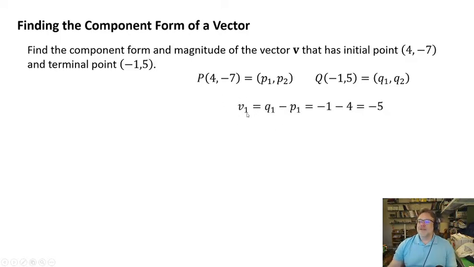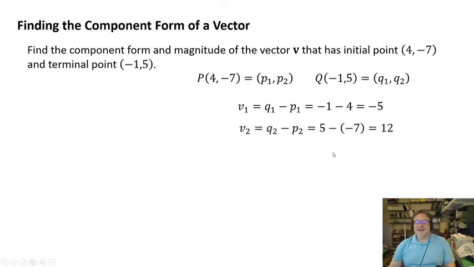We want to first of all find the first component. That's going to be the x. That's going to be determined by the difference here in the x components of these two vectors here. So Q1 minus P1. It's the destination minus the starting point. Here's the destination minus the starting point. So Q1 minus P1. So that'll be -1 minus 4. -1 minus 4, that's -1 plus -4. The total here is -5. So -5 is our first component.